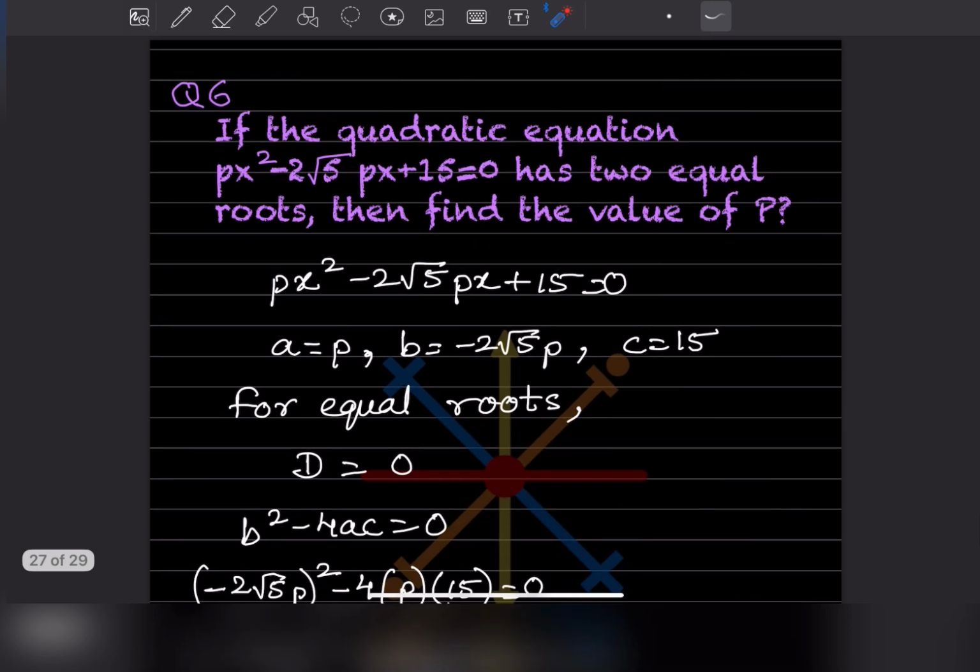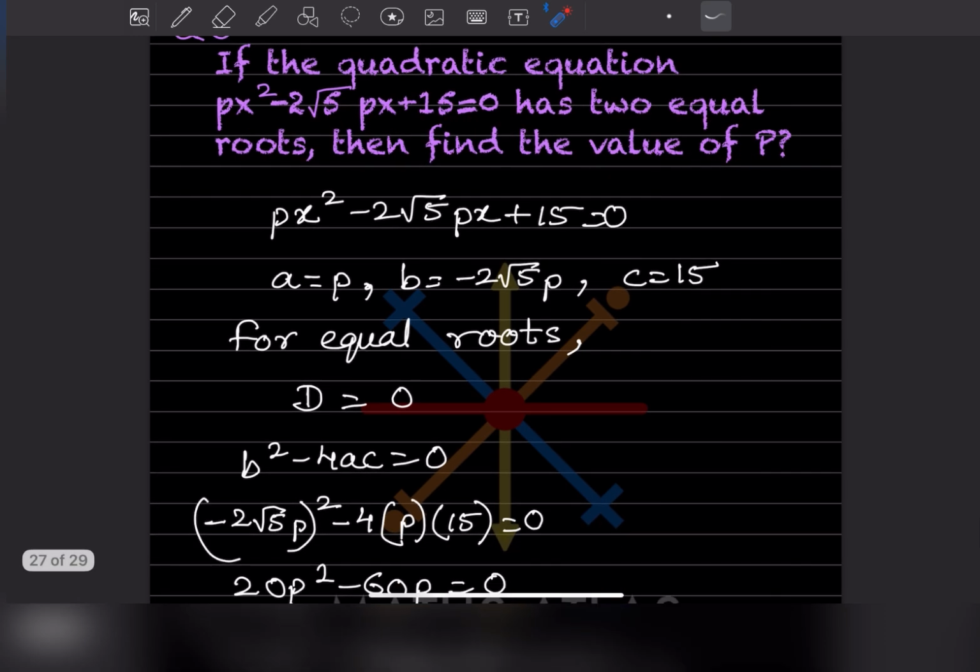If the quadratic equation px² − 2√5 px + 15 = 0 has two equal roots, then find the value of p. So this is the equation given. Here a is p, b is −2√5 p, and c is 15. So for two equal roots, what will you say? That is D is equal to 0.